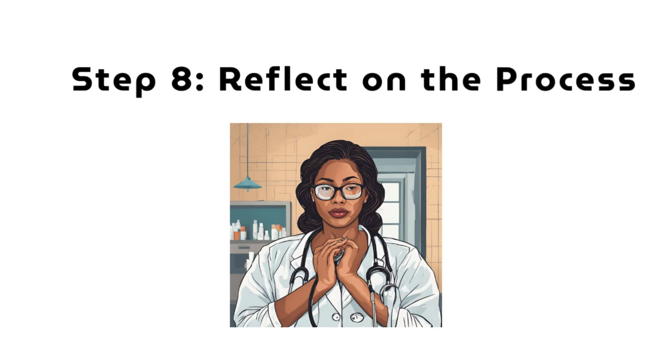Step 8. Reflect on the process. Reflect on what went well and what could be improved for future care. Example: was oxygen therapy initiated promptly? Were the patient's concerns adequately addressed? After reflection, the cycle begins again, starting with Step 1, understanding the patient's situation.